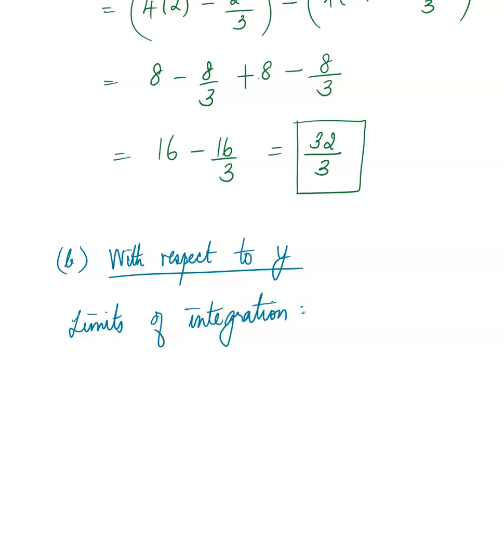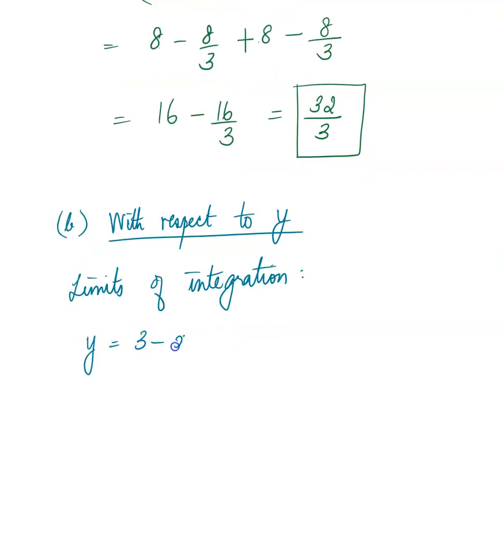For that we have to rewrite our equation in terms of x. Y equals 3 minus x squared, which we have to rewrite in terms of x. So x squared will be 3 minus y, therefore x will be plus or minus root 3 minus y.